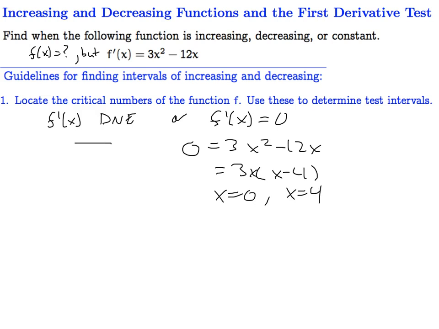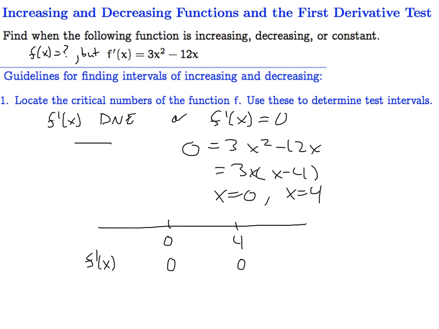And what these critical numbers do is I can take a number line here, and I can mark them on my number line, and I know that my derivative is going to be 0 at these places. So what I can do is write down here, well, what happens to my derivative? Well, at 0 it's 0, and at 4 it's 0.